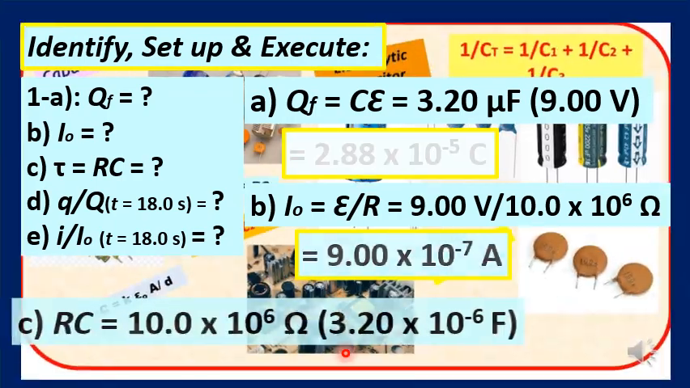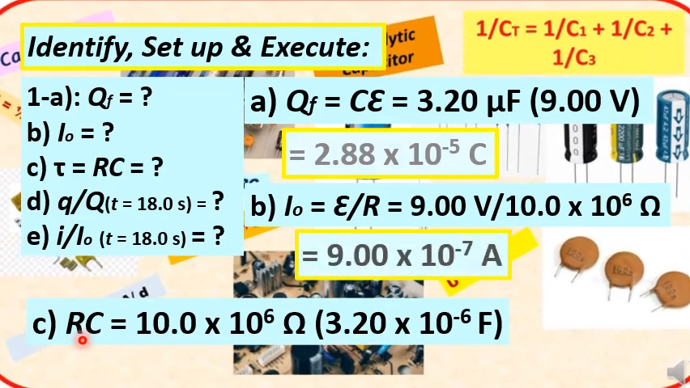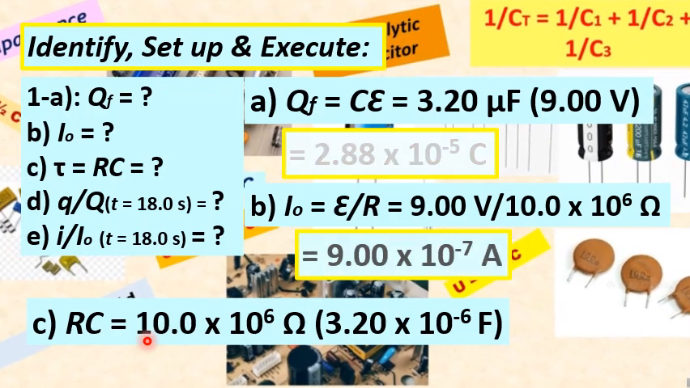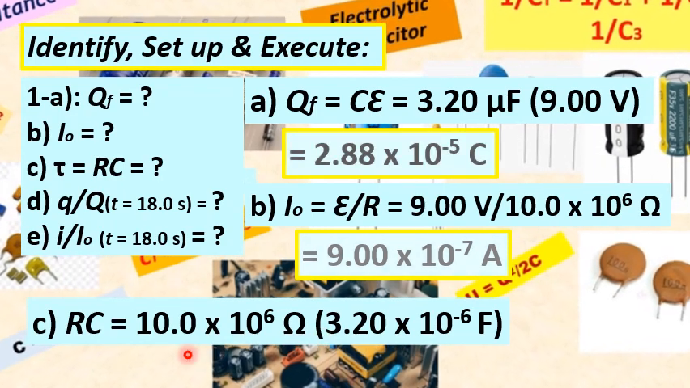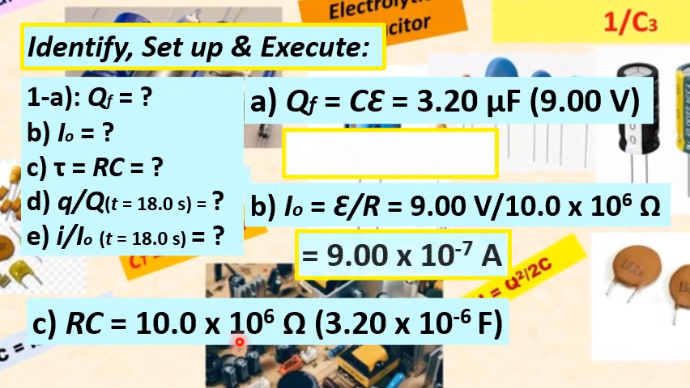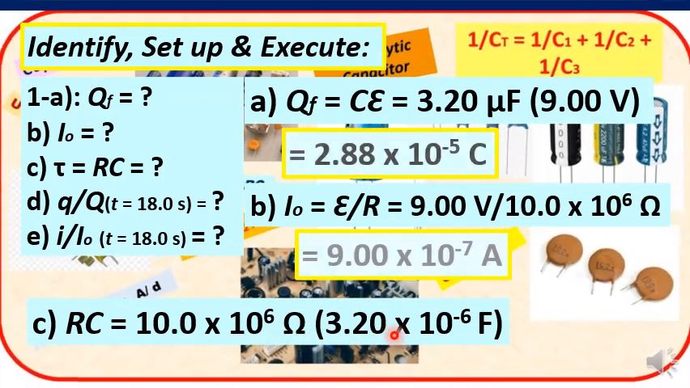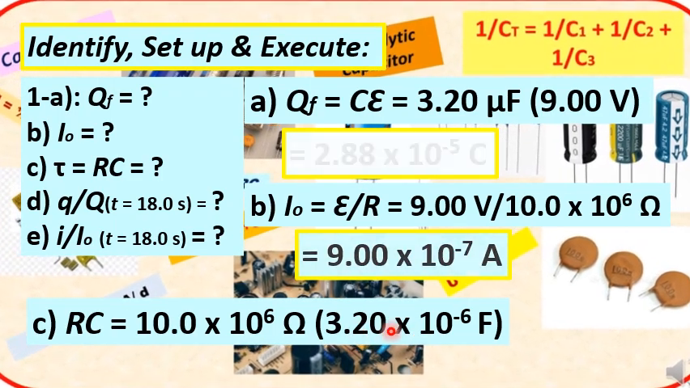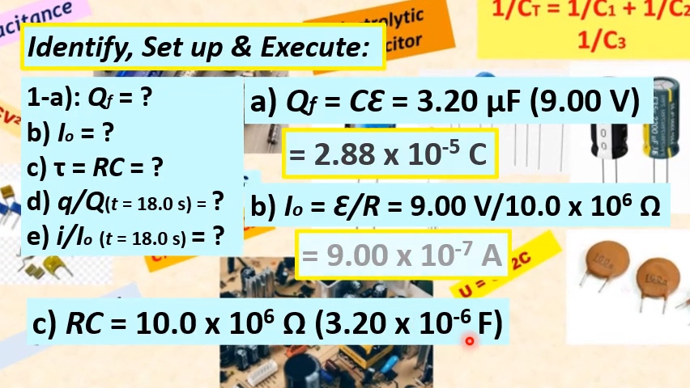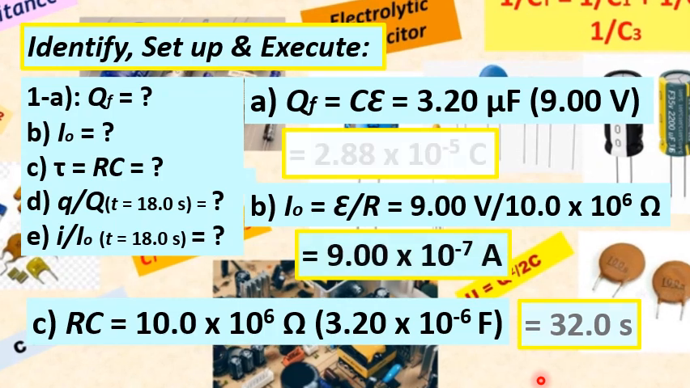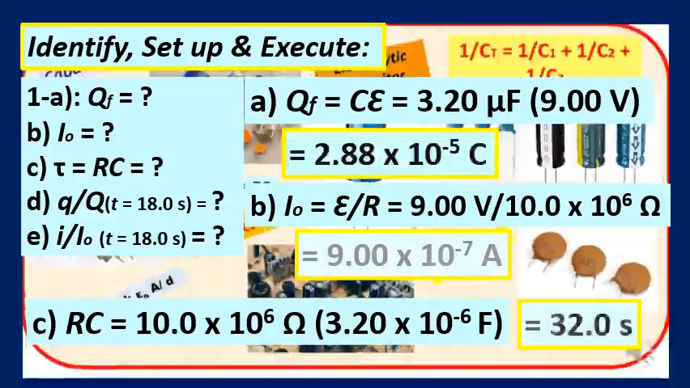For question letter C, the time constant RC is just 10.0 times 10 to the 6 ohm. This is the equivalent of 10 mega ohm already converted to ohm, and that is to be multiplied by the capacitance equal to 3.20 times 10 to the negative 6 farad. So doing our math, we will get the value of the time constant equal to 32.0 seconds.